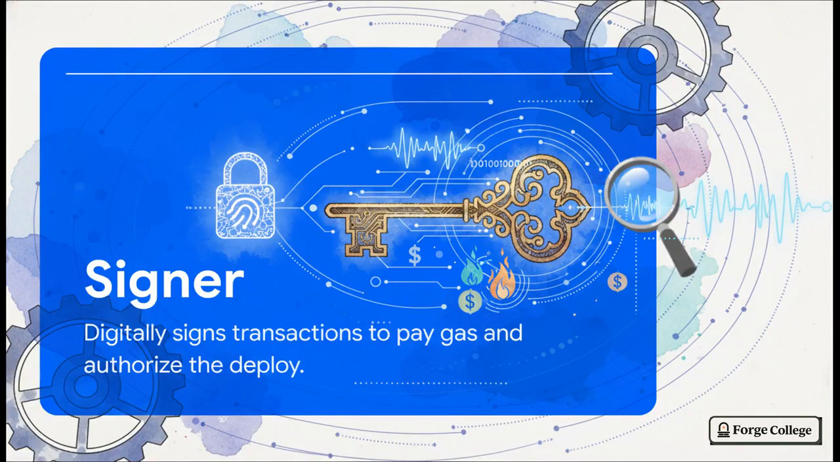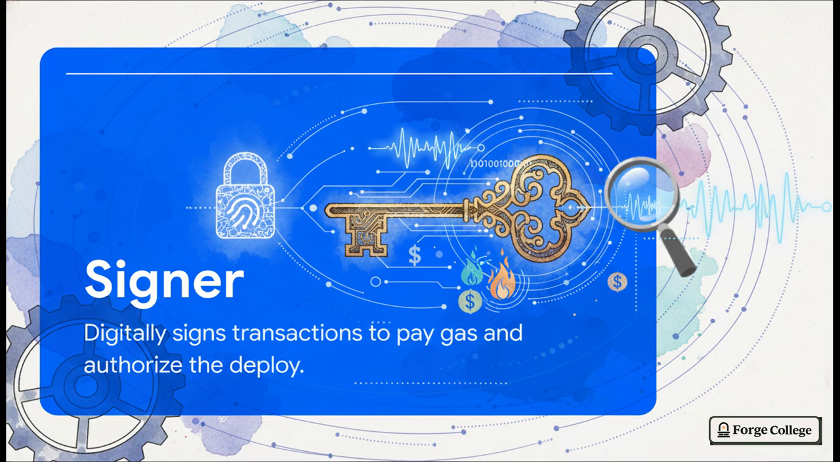The second interlocking gear here is the signer. If the provider is the communication array, the signer is the launch authorization key. The signer is the entity responsible for digitally signing the transaction. It essentially proves who you are. It pays the necessary gas fees, and it officially authorizes the deployment.